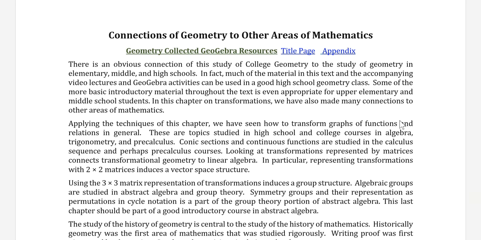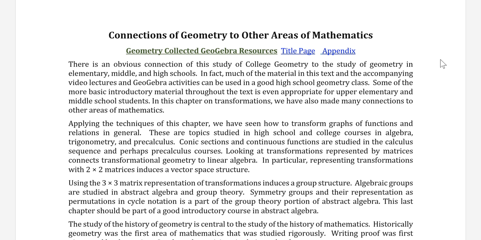This is Jack Jackson. In this video, we're going to talk briefly about connections of geometry to other areas of mathematics. First of all, there's obviously a connection of the study of college geometry that we've been doing in this set of videos and in my textbook and in my course to the study of geometry in elementary, middle, and high schools.